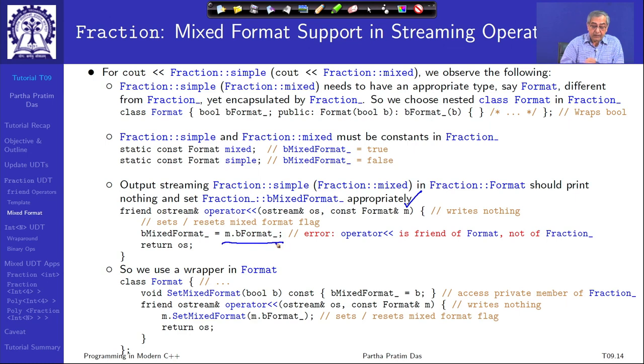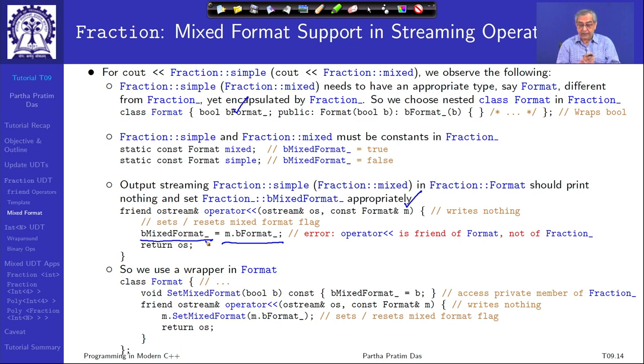So, I can access the B format, this Boolean value, and I have to set it to the B mixed format in the fraction class. Now, this is straightforward. How can this format class access the B mixed format data member of fraction? Because it is a nested class, so it can access anything in the enclosing class.